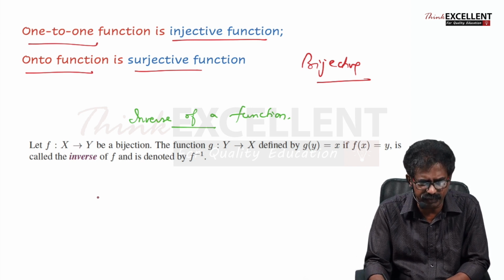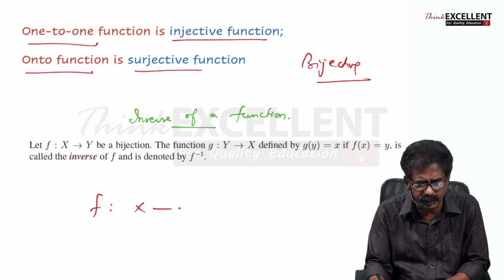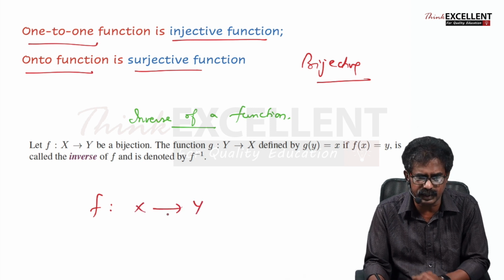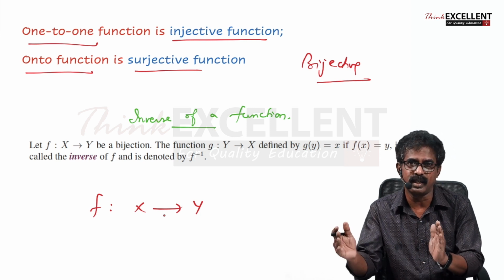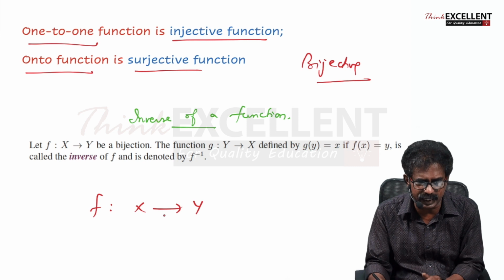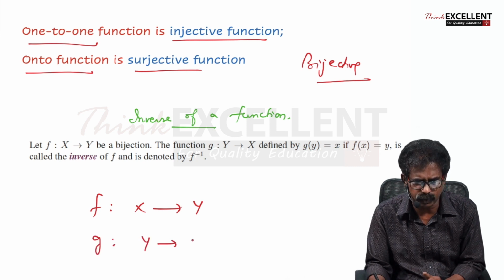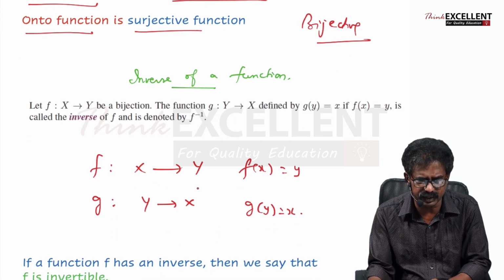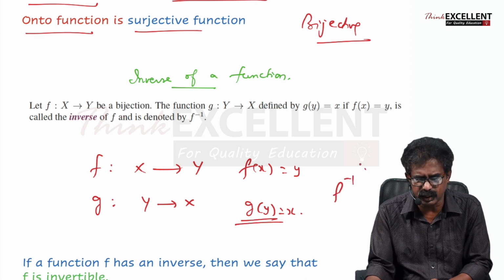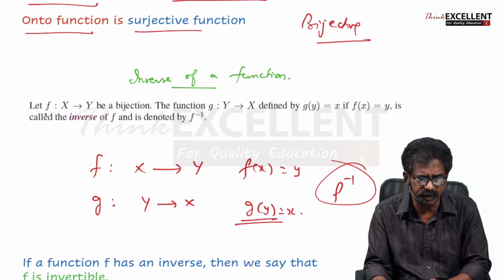Inverse of a function. f is a function from X to Y. Its inverse is a function from Y to X, right? Inverse function. f is from X to Y, f inverse is from what? Y to X. And we take it as g. g is the function from Y to X. Here f of x equal to y, right? Here g of y is equal to x. So this is the inverse of that function. And the inverse of the function, here it is g, we denote it as what? f inverse, okay?